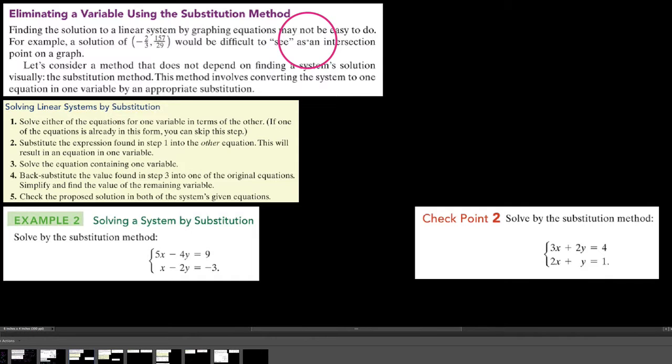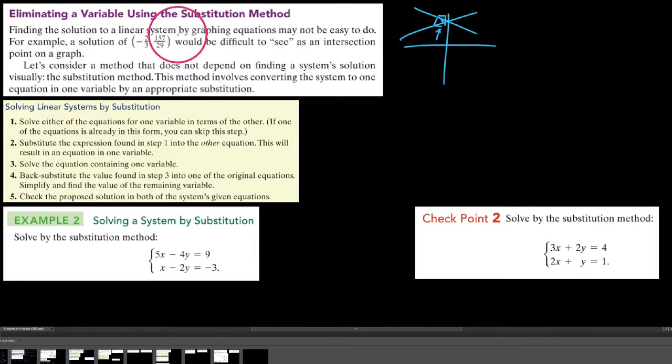And so what I want to basically posit here is that when we find a solution to a linear system by graphing equations, it's not easy to do so all the time. For example, if a solution were to be negative 2/3, comma 157/29, this would be difficult to see as an intersection point on a graph. That's not to say that we can't have two lines that intersect at negative 2/3, comma, about 5-ish. It's some weird point. It's just to say that we're not going to be able to identify this visually.